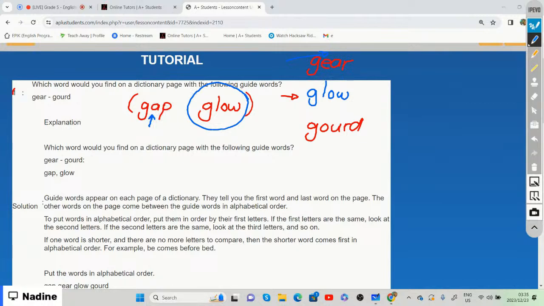Then we have gear and we have gourd, GE and GO. The word that comes in between these two words is glow, because the second letter of glow is L, and the letter L is between E and O. So glow is basically the word that you would find in the dictionary between these two guide words.